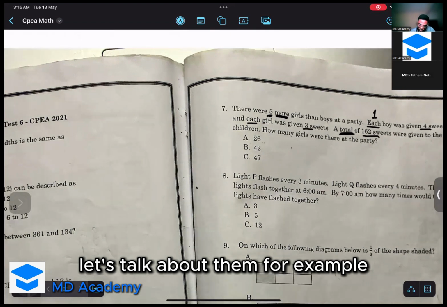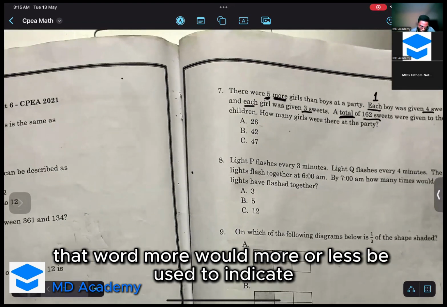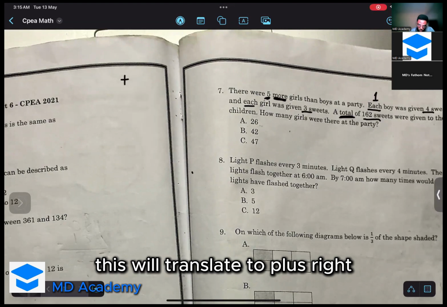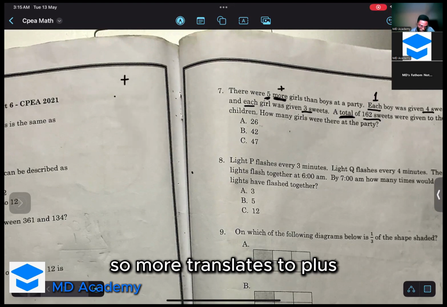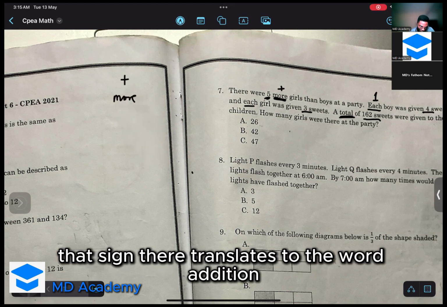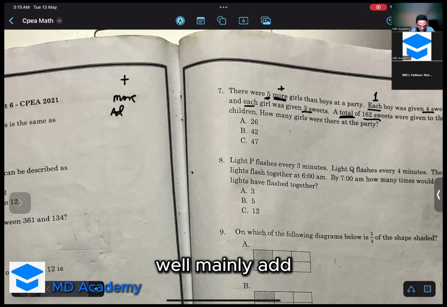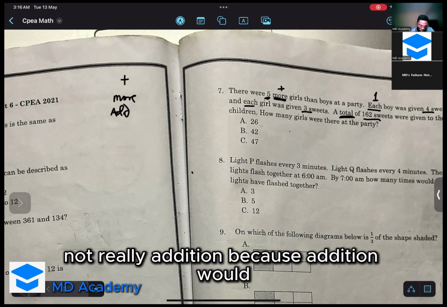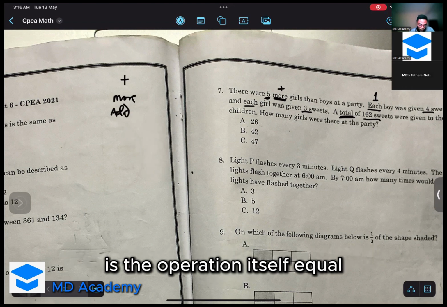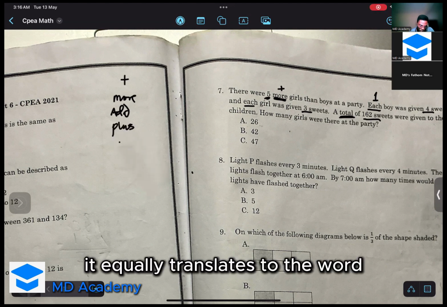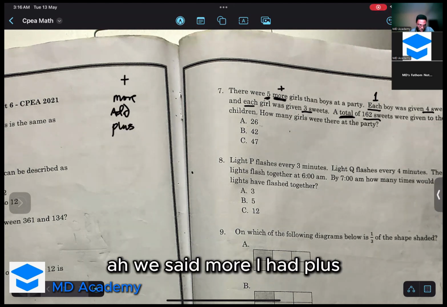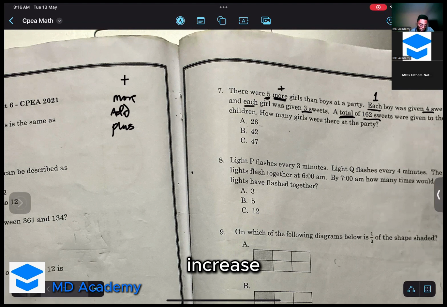Let's talk about that. For example, they use the word more. That word more would be used to indicate plus, right? So more translates to plus, and you'll see how this comes up when we talk about it. So more translates to plus, the same way that sign there translates to the word add, not really addition, because addition is the operation itself. It equally translates to the words we said: more, add, plus, increase.